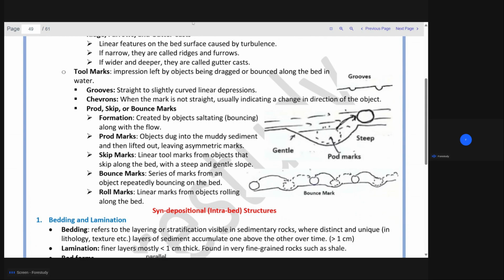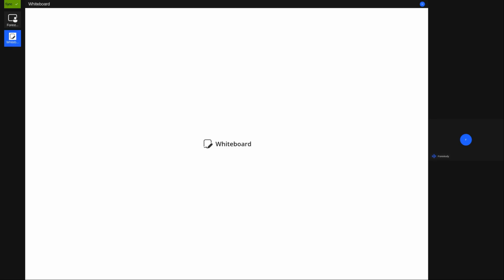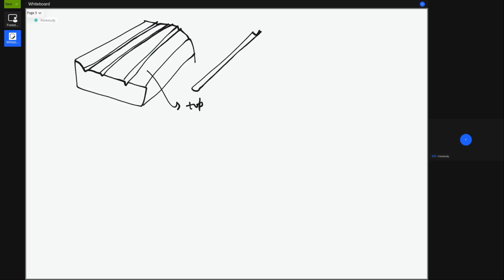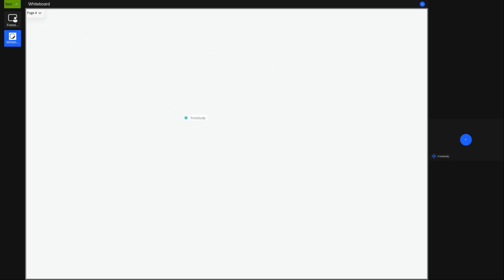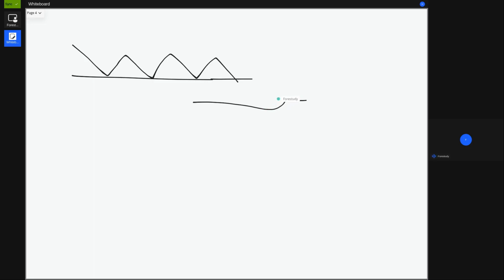Prod marks are nothing but skip marks, like say a rock is intermittently jumping on the channel bottom because of the inflowing of the current. So it will form these depressions on the bottom, right? And it will form like this in cross section because of stacking of different grains and then going up again. Okay, so these are the grains, and this is the bottom of the bed.